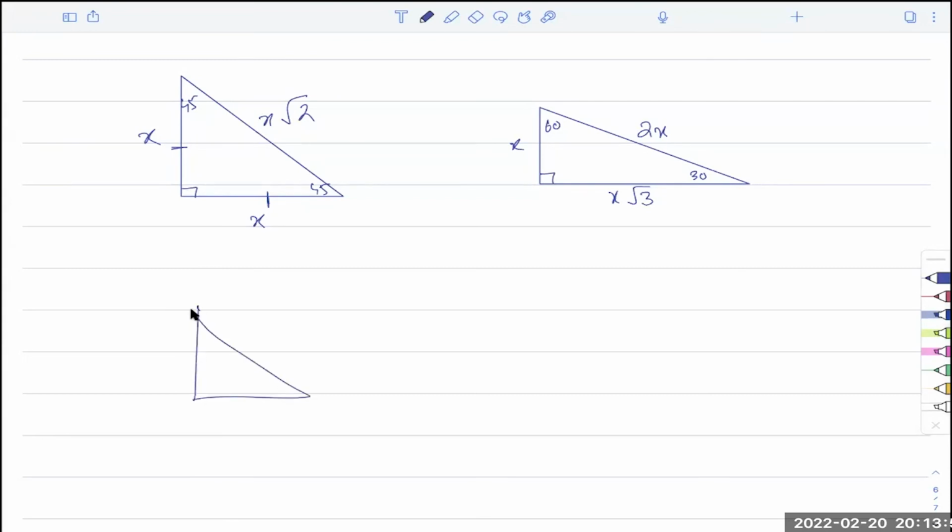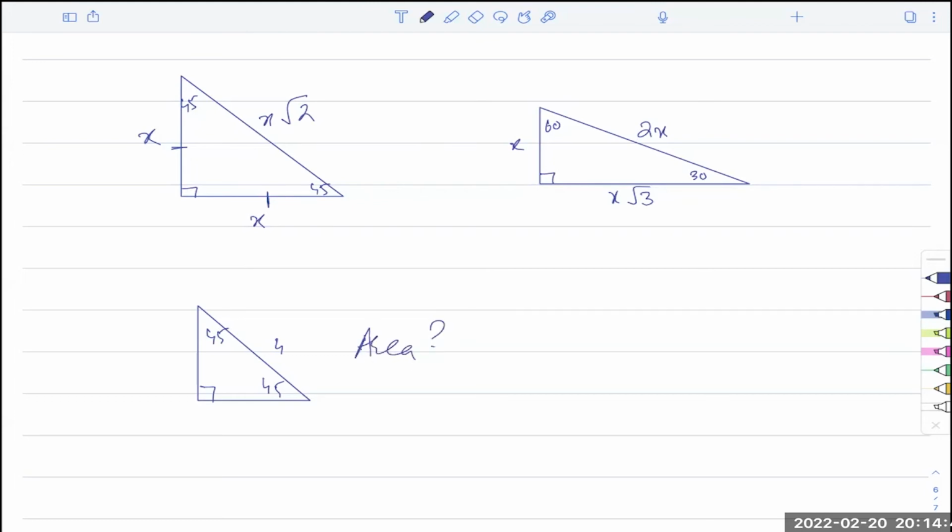For example, here's a question. They give us this triangle, and they're like, this is 45, this is 45, this is 4, and this is 90. What is the area of this triangle? How would you approach this question? Sir, what are we saying and what do we have to find? We have to find the area of this triangle.